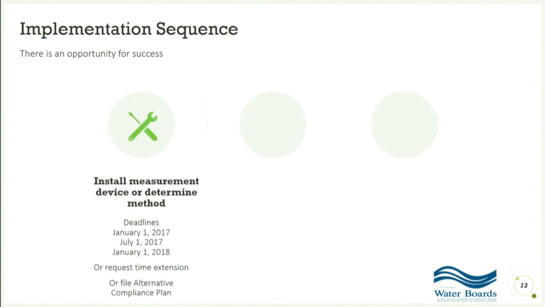So the requirements for measurement were implemented in 3 steps. First, we required that a measurement device be installed by a certain date. The earliest was January 2017, and the last deadline was in January 2018. So you should have all either installed your measurement device already or submitted a request for time extension or filed an alternative compliance plan, which I will discuss more about later.